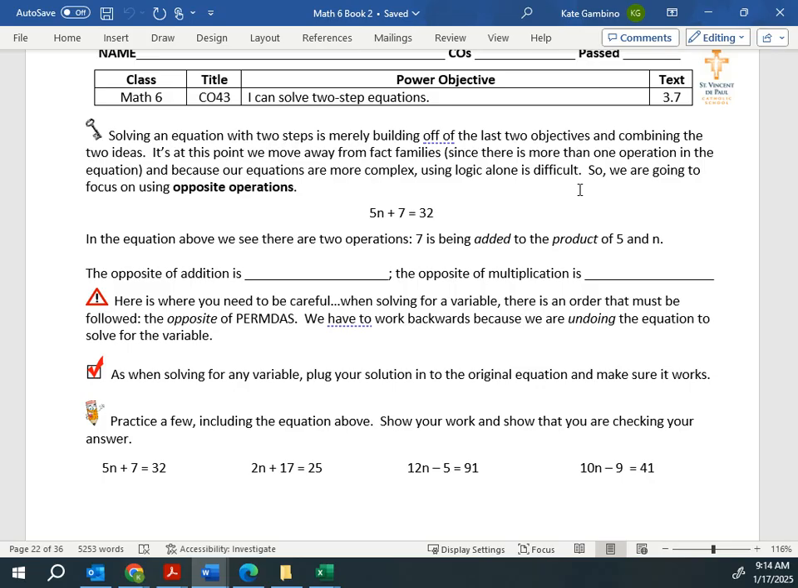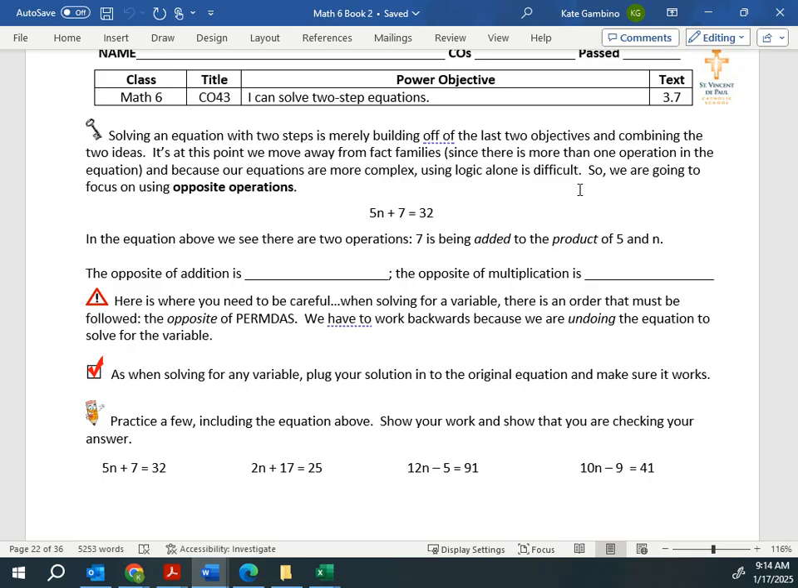I can solve two-step equations. So we're going to take what we learned about adding and subtracting, and what we learned about multiplying and dividing, and we're putting it into one equation. So it's not brand new stuff, but it is new how we're going to do it.